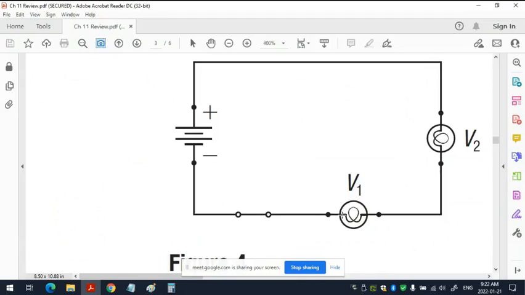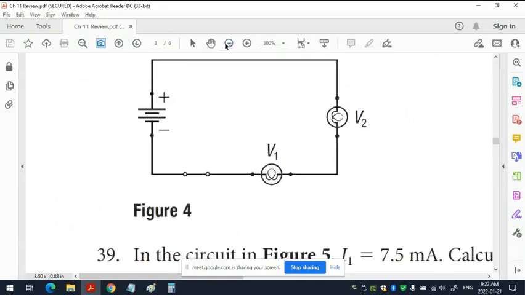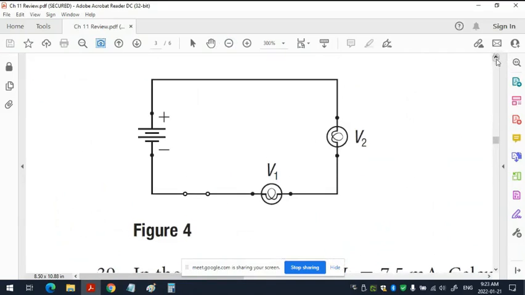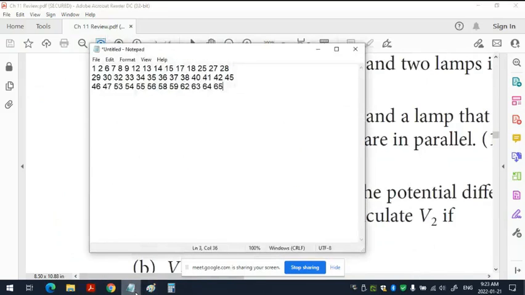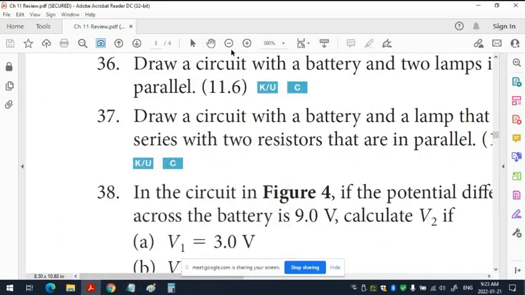Yep. Exactly. That's it. Okay. What's the question here? Actually, let me jump to the ones with circuits. 40, 41, 42.